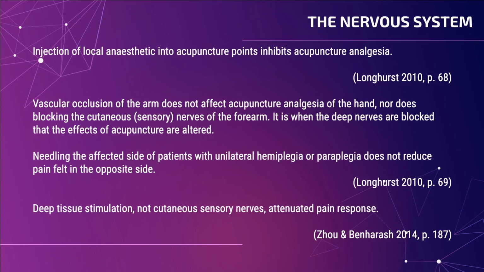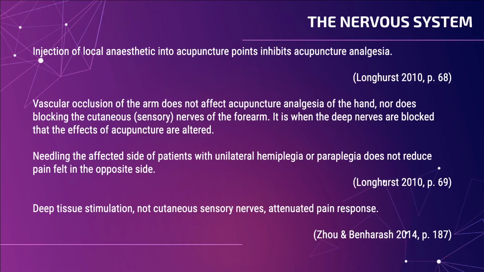Needling the affected side of patients with unilateral hemiplegia or paraplegia does not reduce pain on the opposite side. That's really interesting if you think about it. It means that essentially if the nerves are not conducting a signal, then acupuncture doesn't work. Even when it says that vascular occlusion of the arm does not inhibit acupuncture, it puts to rest the concept that the channels are only related to blood. So deep tissue stimulation, not cutaneous sensory nerves, attenuated pain response. That also gives us an indication that it depends on the depth of the needle. Putting superficial needling in just on the skin, according to this, does not have nearly as much effect or any effect compared to deeper needling when you start to get what is called the De Qi response.